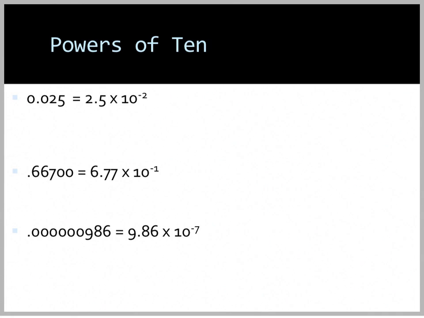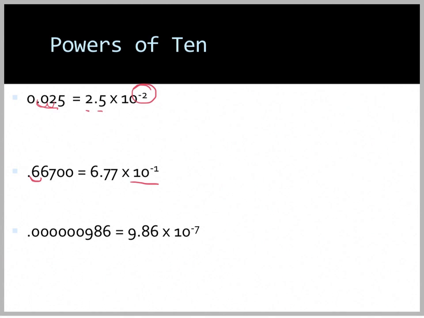We can go the other way. 0.025. In this case, I'm moving the decimal the other way. 1, 2 positions. So it's going to be 2.5 times 10 to the minus 2. The minus means I'm moving the decimal in that direction. Or 0.67 is going to be 6.7 times 10 to the minus 1. I'm moving the decimal point only over 1.